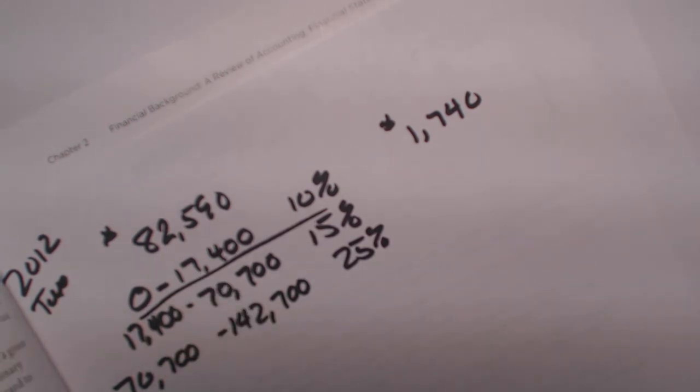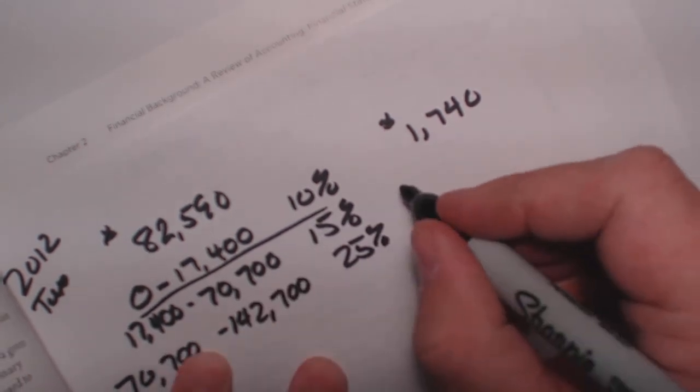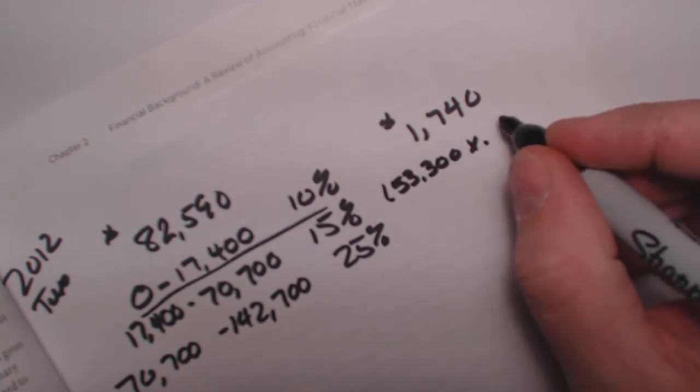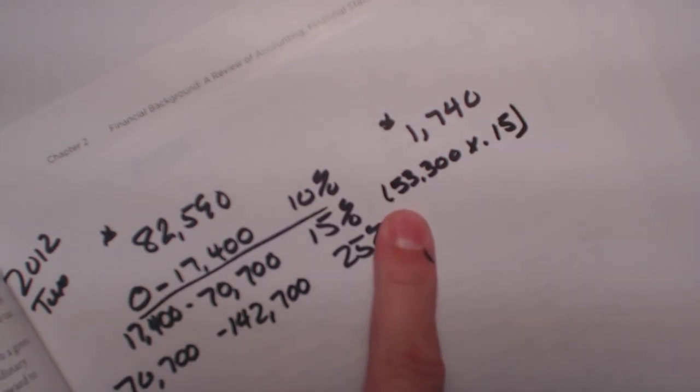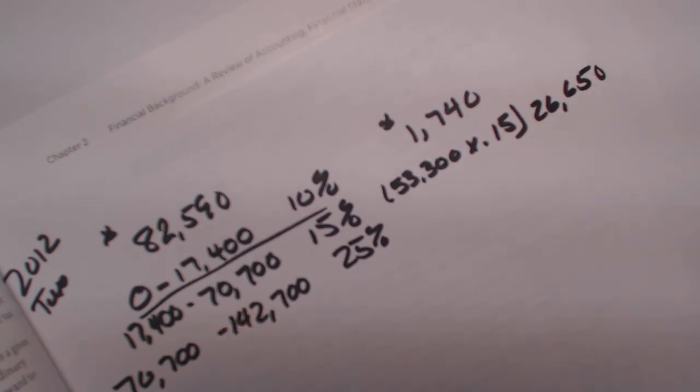So then the next category that we need to calculate out is, we are going to take the $70,700 and we are going to subtract the 17,400. What gives us, in this particular category, we are going to be taxed, we have 53,300 times 15%. So we're taxed 53,300 times 15%, which would be $26,650 for that particular category.